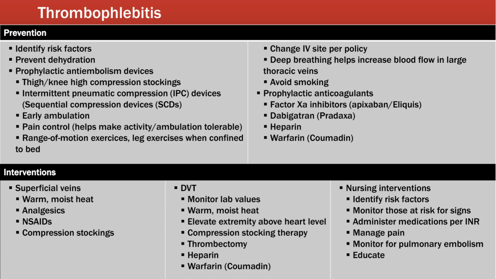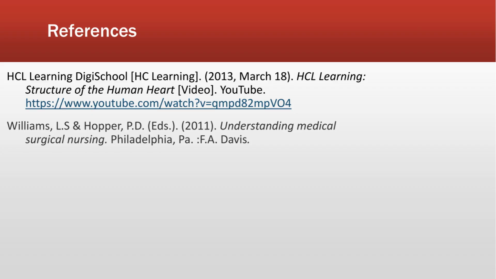Finally, thrombophlebitis means a blood clot in a vein with associated inflammation and pain. Risk factors include immobility, surgery, trauma, or clotting disorders. Nursing interventions focus on prevention, encouraging ambulation, using compression stockings, administering anticoagulants, and monitoring for pulmonary embolism, which is the most serious complication.